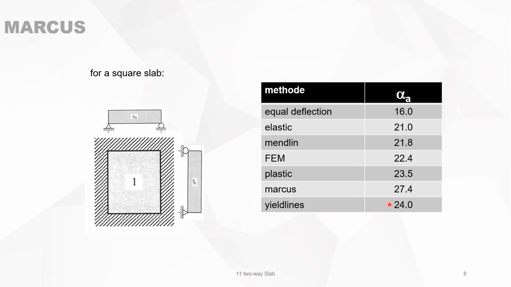Using yield lines means that this is good for strength, but it's not good for the serviceability limit state. It's not good for limiting crack widths or for calculating deflection. The equal deflection method is a good method for crack width limitation and deflection limitation. So you must take care when you are using one of those methods.